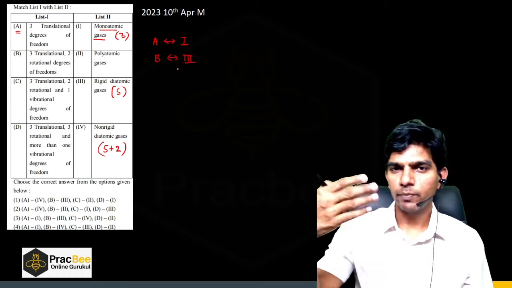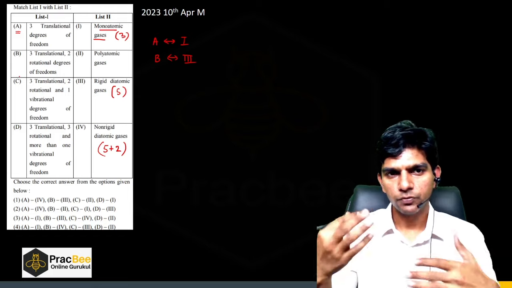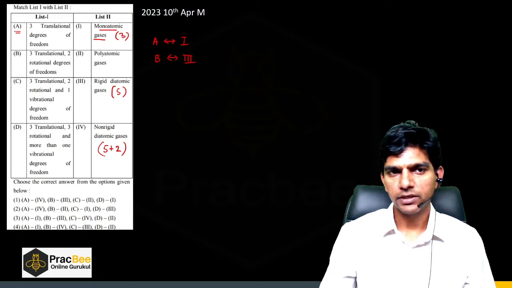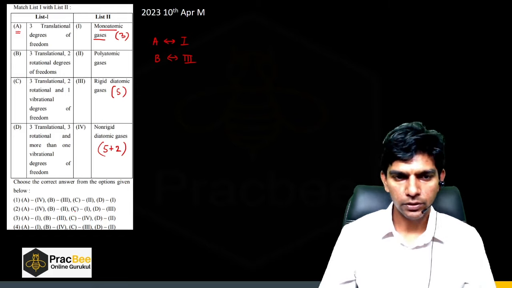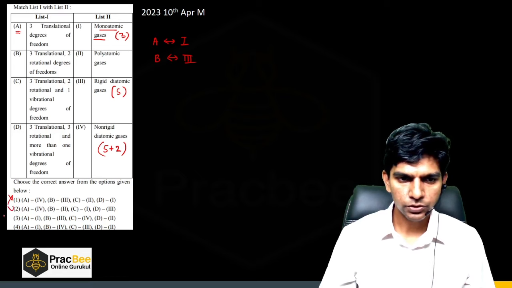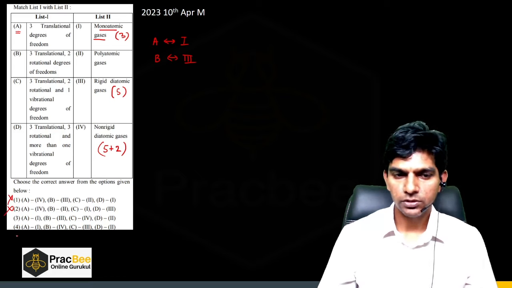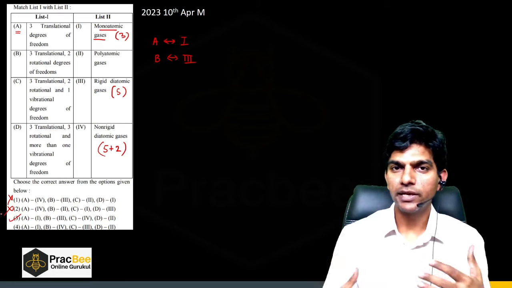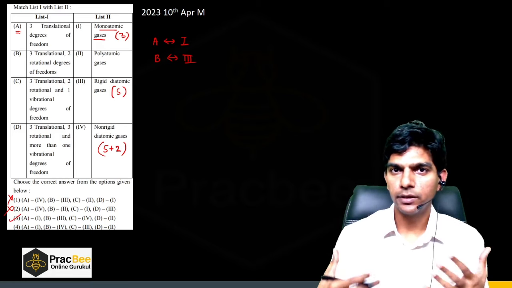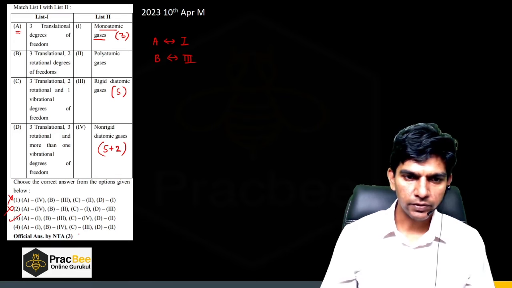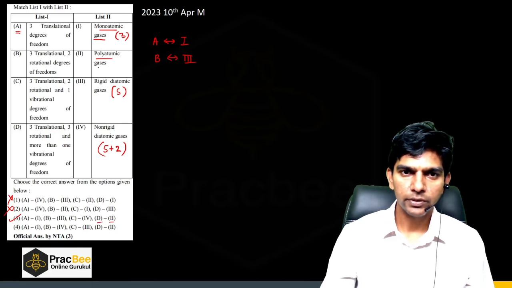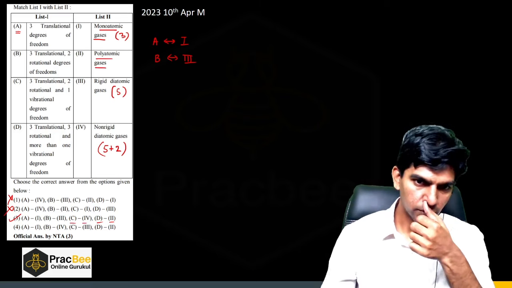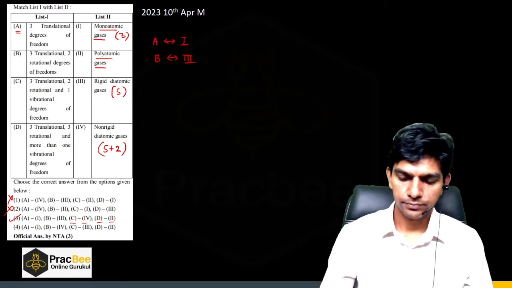Usually in match the columns, if you are able to figure out some of the values, say A and B, you will definitely get the answer. In this particular case, A corresponds to 1. So option 1 and option 2 are eliminated. We are left with options 3 and 4. Now check for B. B is 3. So option 3 is the right answer. So you can use elimination in match the columns. Again, for D it will be 2, polyatomic gas, and for C it will be 4, non-rigid diatomic gas.